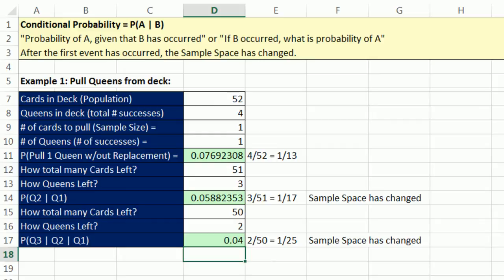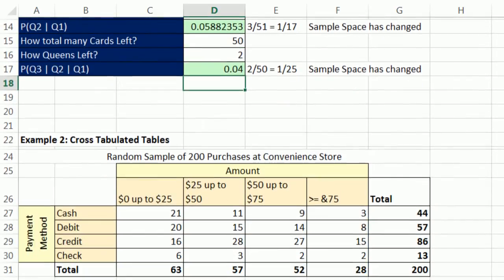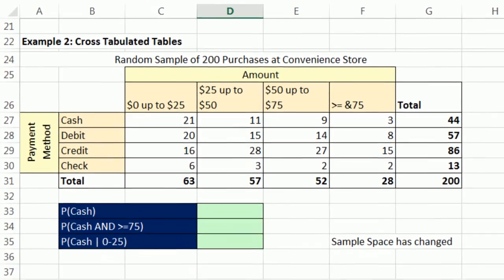Conditional probability. Now let's scroll down and look at another example. Often what we're given in this class and in many situations is a cross-tab table. Remember, the intersection is always and. The outside is one condition. This is all counting. There's the grand total. Here are the payment methods from a particular convenience store, and here are the amounts. We've already calculated the cross tab.